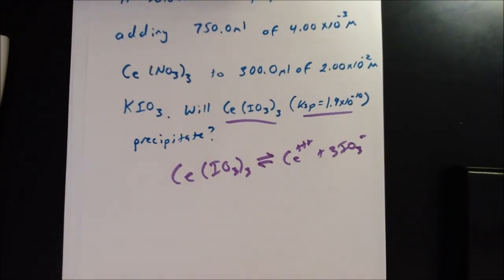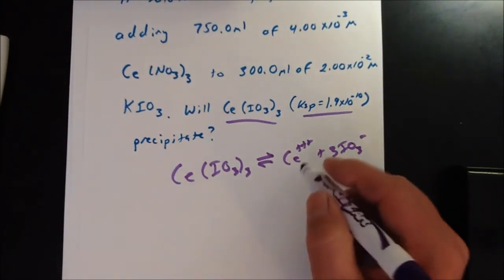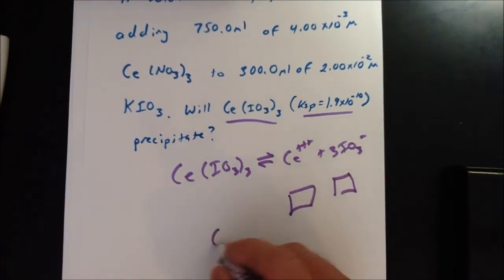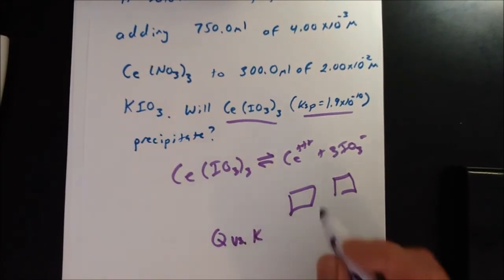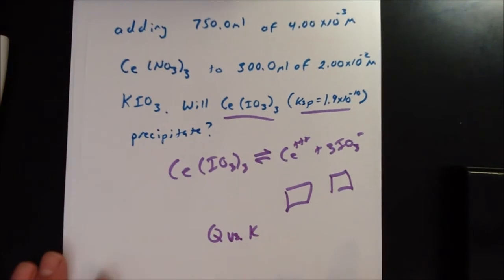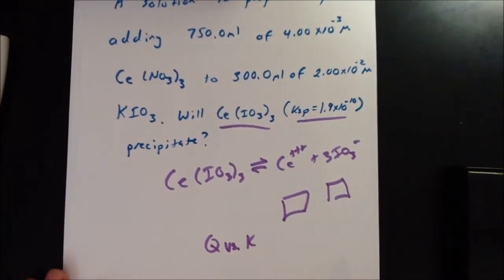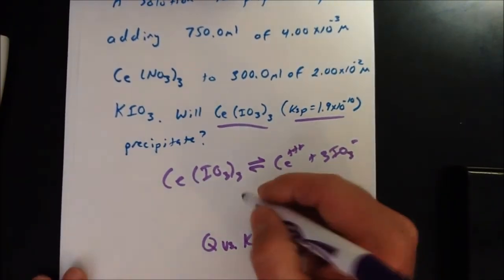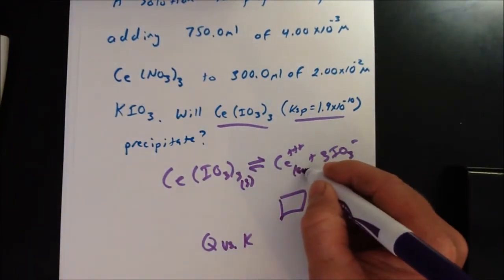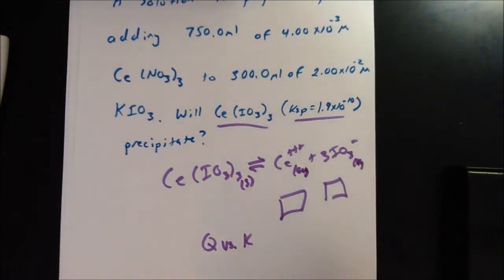Typically when we're asking which way something will go and we're given quantities of both of these, then what we're looking to do is what we call Q versus K comparison, where we're going to plug in these concentrations just like we would into a K expression, and we're going to see how they compare to K, and then that'll tell us which way this will shift to reach equilibrium. And if it shifts to the solid side, then it precipitates. If it shifts to the ion side, then it's not going to precipitate.